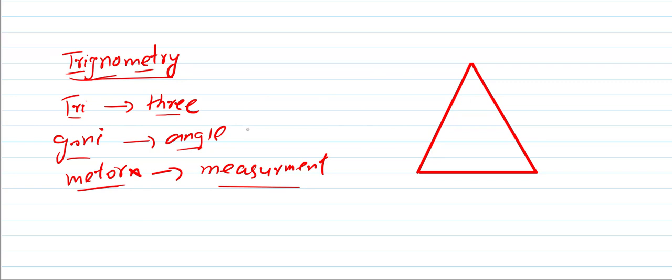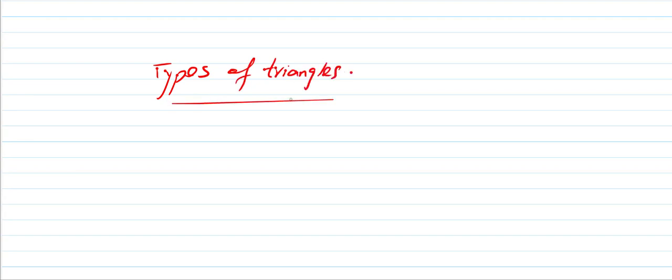Before we go to the triangles and the measurements that we have to take inside them, we need to discuss the types of triangles, so it will be easy for you to understand trigonometry. Okay? So, types of triangles. First of all, we can classify triangles based on sides and based on angles. First, I will talk about the types of triangles based on sides.